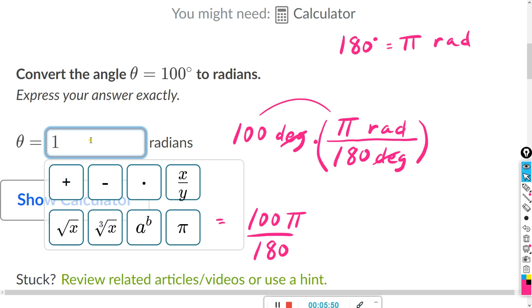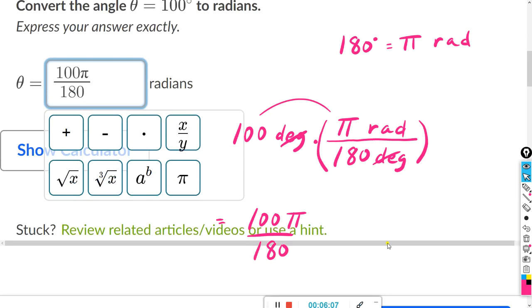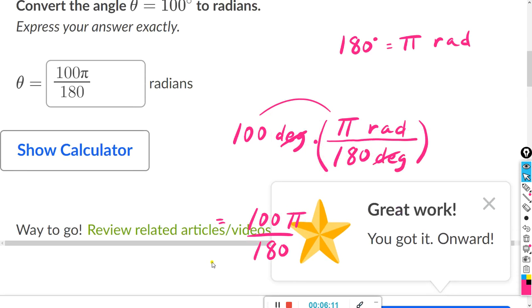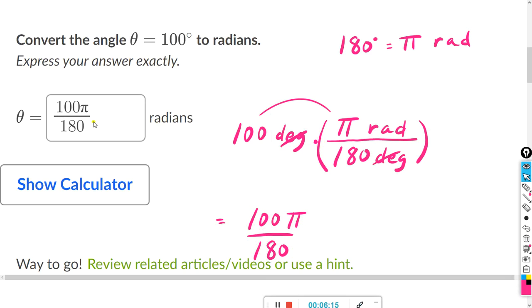So I type 100, and I can click the pi key, or alternatively, I can just type pi, and it turns it into a pi. I click slash to make it a fraction, and I put 180 in the denominator. So that matches my answer. Let's see. Okay, so in this case, it did take it. So maybe the ones for radians with pi in it, it won't make you reduce it.